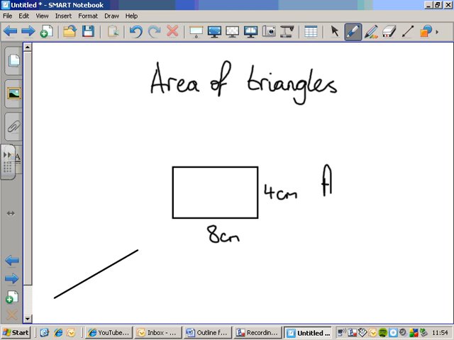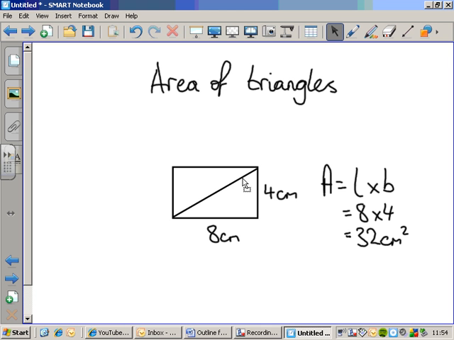Then we know that the area of this rectangle can be found by multiplying the length by the breadth, which is 8 times 4, which is 32 centimeters squared. So far, so good. Now, let's take a line and let's split this rectangle in two.